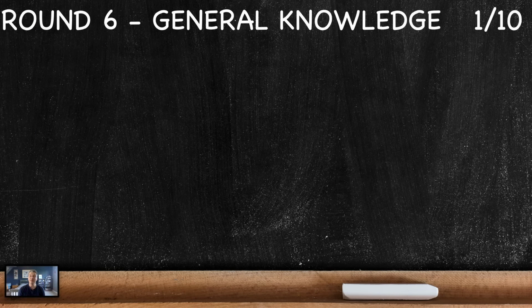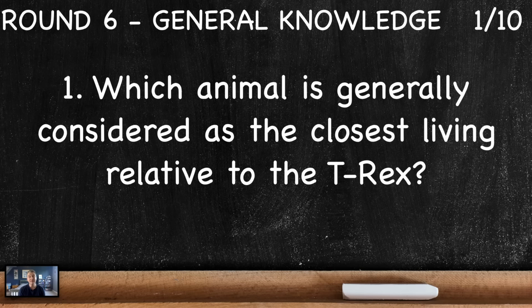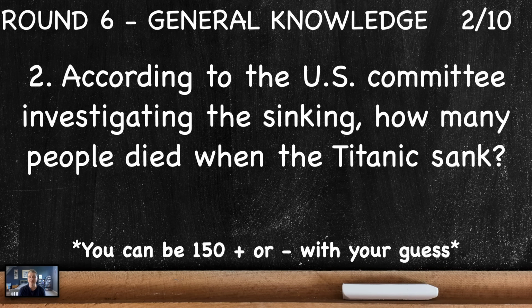Round six, the final round, is general knowledge, and there are 10 questions in this round. Number one, which animal is generally considered as the closest living relative to the T-Rex? Number two, according to the US committee investigating the sinking, how many people died when the Titanic sank? So you can be 150 above or below with your guess.